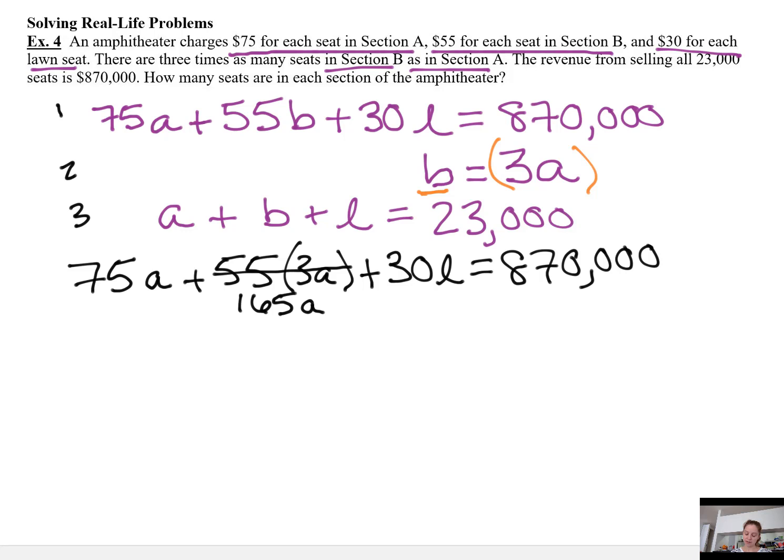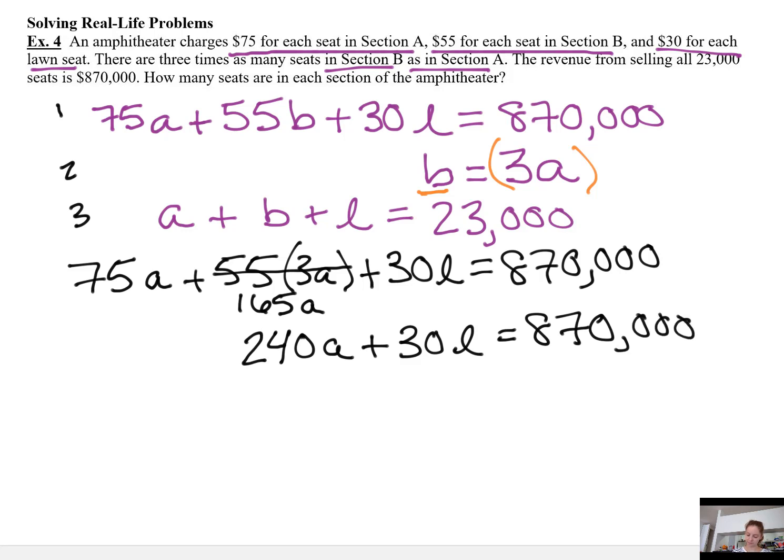Now when I simplify, 55 times 3A is 165A. And then when I add, by combining like terms, this 75A and this 165A, that's 240A plus 30L equals 870,000. I'm going to call this my equation A.